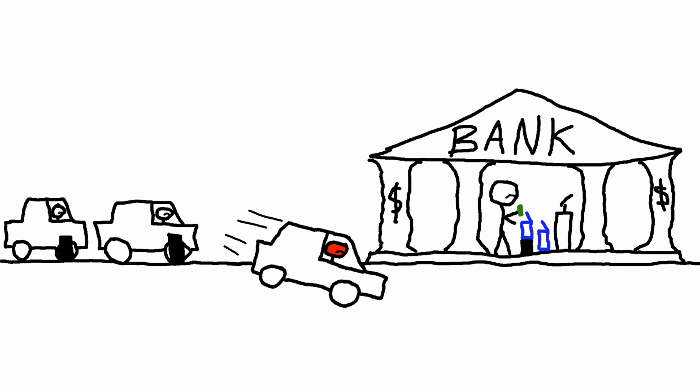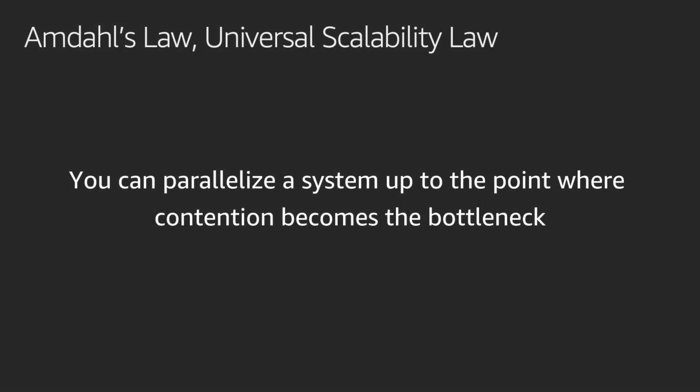So what this comes down to, in terms of algorithms and systems, is something called Amdahl's law, or the universal scalability law. And what it essentially says is that you can parallelize a system up to the point until contention becomes the bottleneck, and then you can't get any more throughput out of that system.